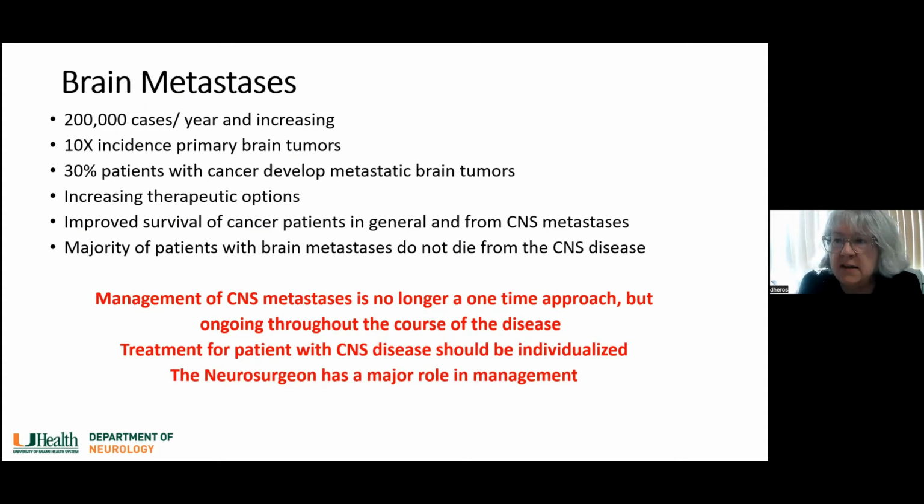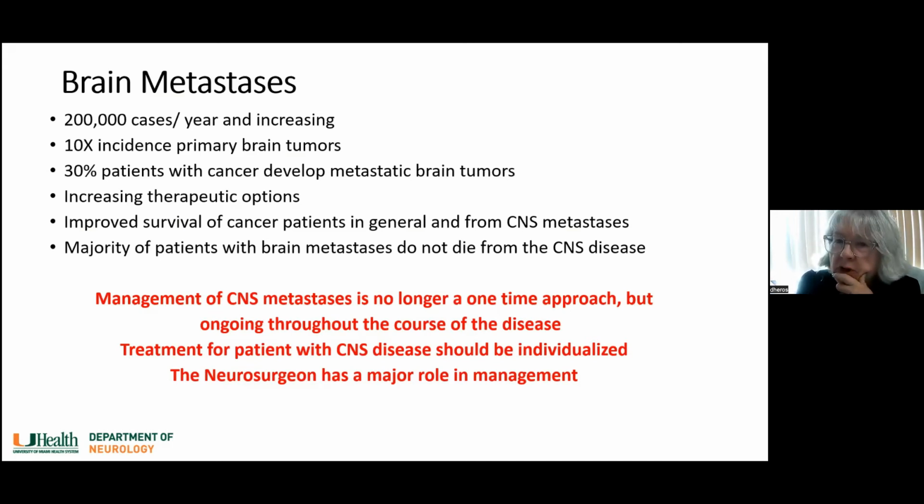And that's 10 times the incidence of primary brain tumors. Up to 30% of patients with cancer develop metastatic brain tumors at some time in the course of their disease. And I think it's important to talk about this topic now because we are seeing increasing treatment options, and oftentimes the treatment options, one is dependent on the other.